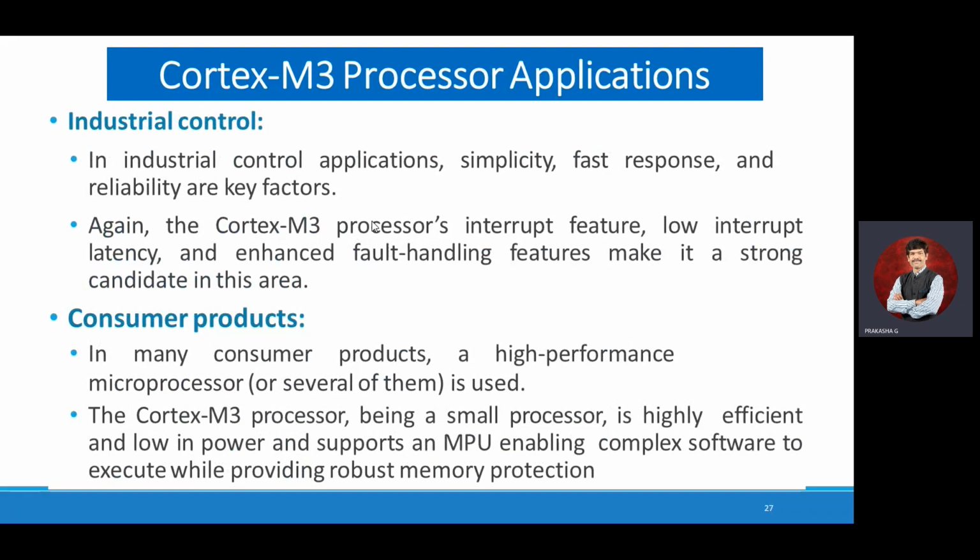ARM Cortex M3 is going to be used. Consumer products: all the products we are using now, right from your wristwatch, everywhere we are going to use processors. In many consumer products, high performance microprocessors are used. The Cortex M3 processor, being a small processor, is highly efficient and low power. See, obviously, what are the advantages of Cortex M3? Low cost, high efficiency, and low power consumption. If you give these three now, you'll get the marks.